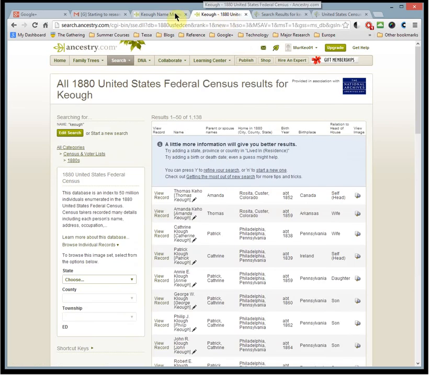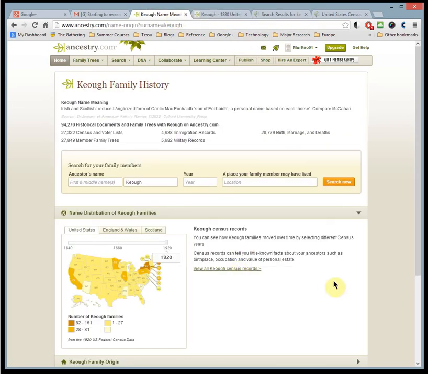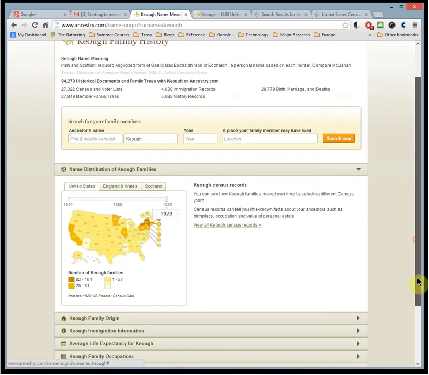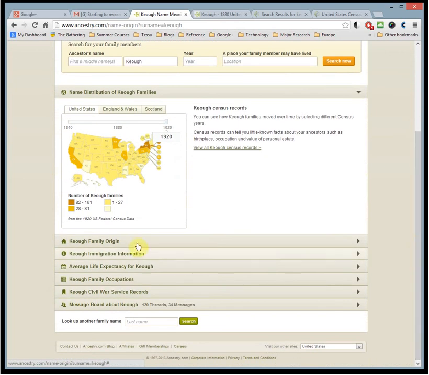Now, one other thing that I would suggest that you do, one thing I want to point out before we move on is you can view all Keogh census records here, and you can come down and look at family origin, immigration information, life expectancy, occupations, Civil War service, and a message board. So you can see if there's messages and maybe meet some friends that are in your own surname. They're asking questions, providing answers, and this might be a good place to find a co-researcher.